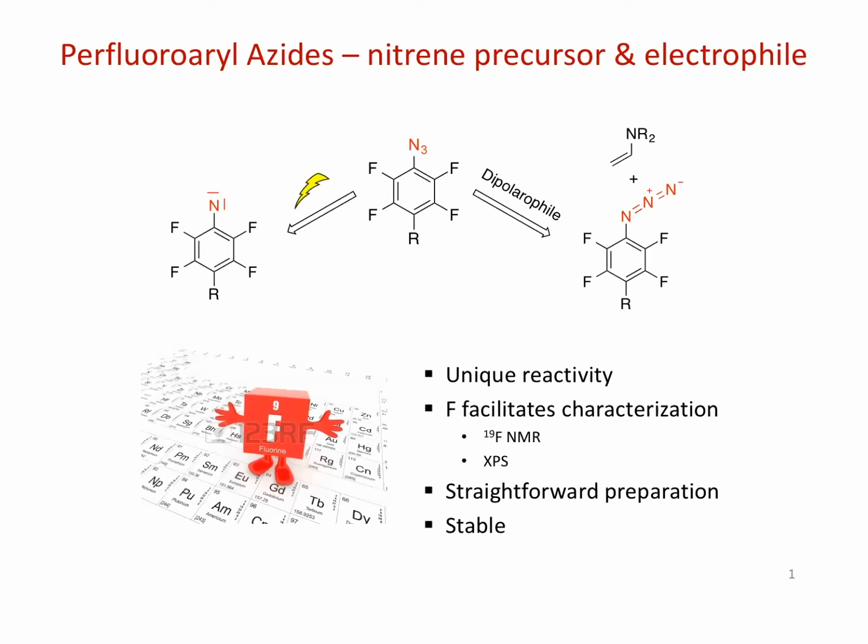Long time ago, as a nitrene precursor for conjugation and material functionalization, and also as an electrophile to react with dipolarophiles in cycloaddition reactions, and also with nucleophiles. So there are many unique reactivity and properties for this type of azide, primarily because of the fluorine on the aryl ring. I will show a couple of examples later. Fluorine also facilitates characterization, for example, by fluorine NMR and by XPS.